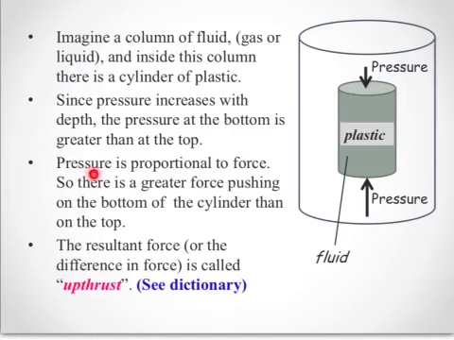Next, pressure is proportional to force because P is equal to F over A, force over area. So there is a greater force pushing on the bottom of the cylinder than on the top. So this pressure here pushing up is bigger than the pressure here pushing down. And so there's a resultant force, or the difference in force. And this resultant force is called the upthrust. See the dictionary for definition.